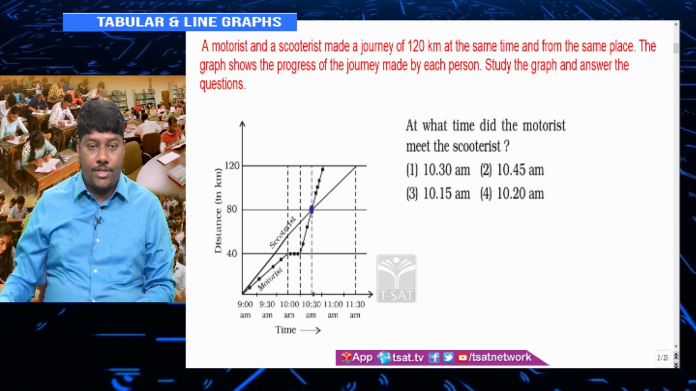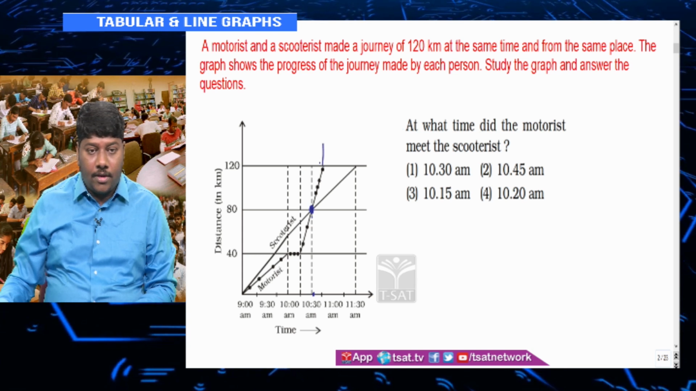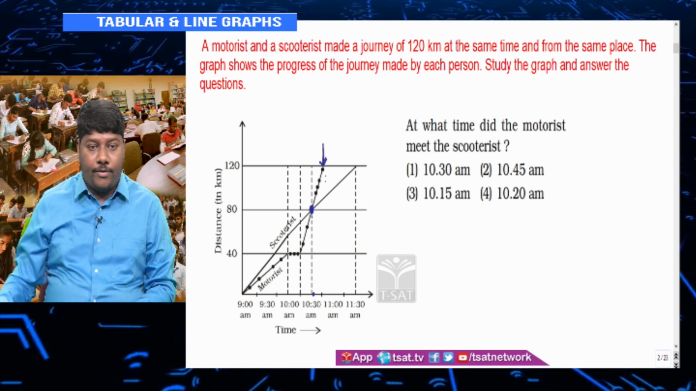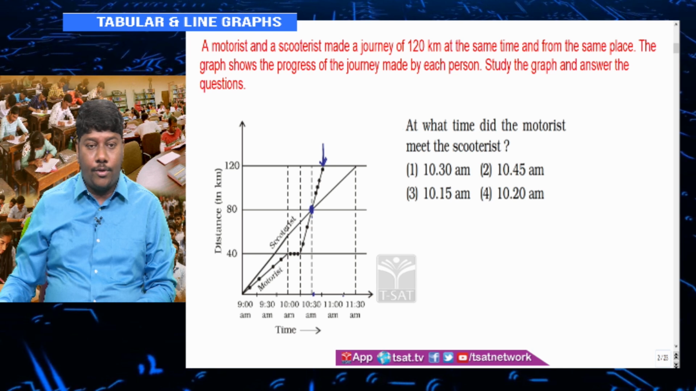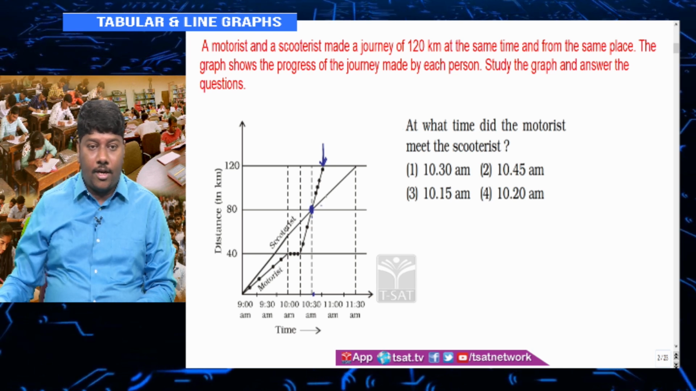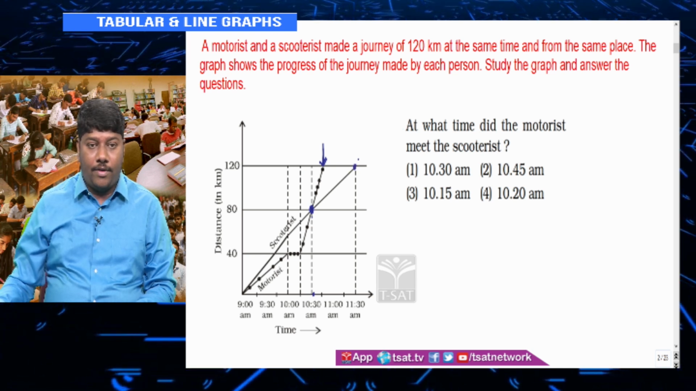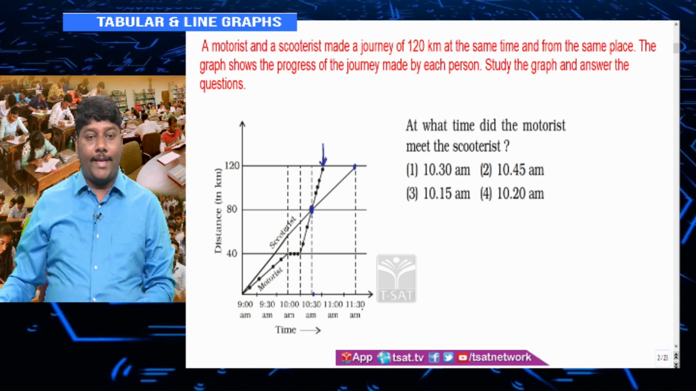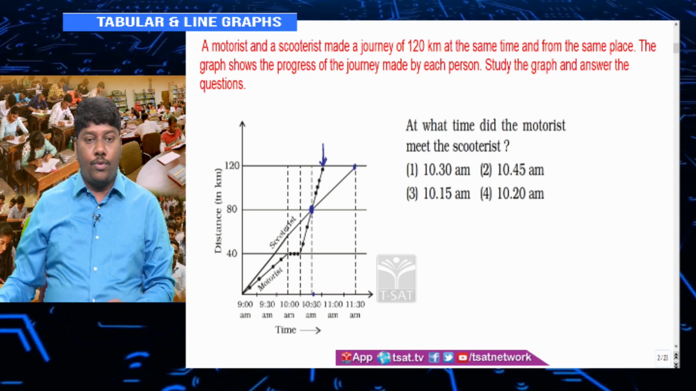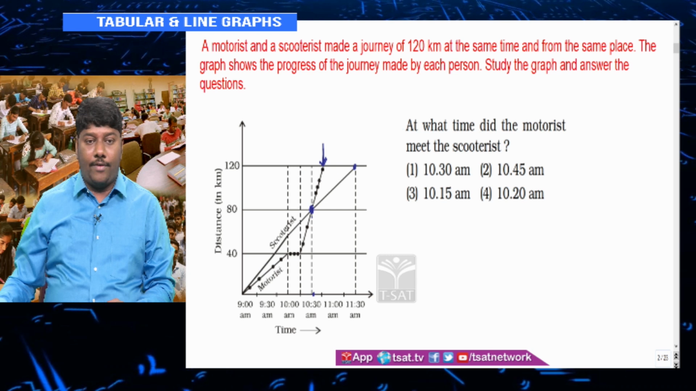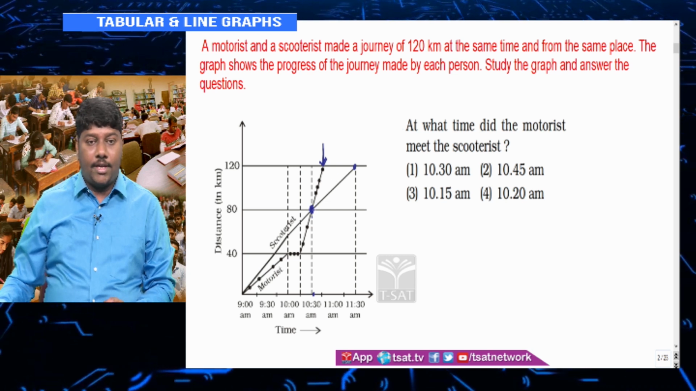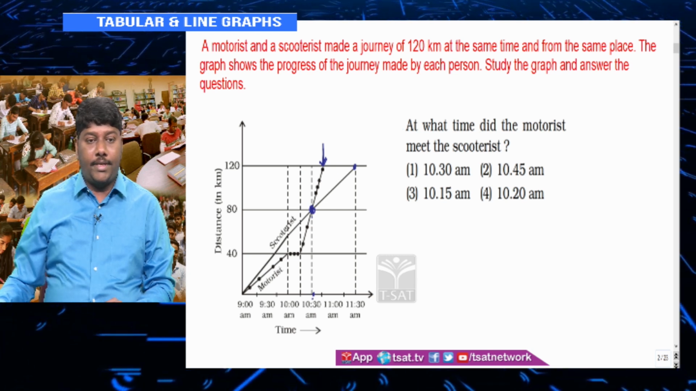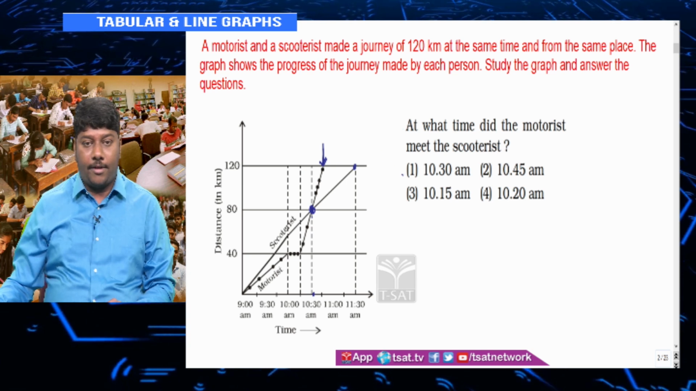Actually here the motorist takes how much time to travel 120? Somewhere between 10:30 and 11. And the scooterist takes how much time to travel 120? He is taking until 11:30. 9 to 11:30 means he is taking 2.5 hours. But the question asked is at what time they are meeting. So simply the answer is that they are meeting at 10:30.